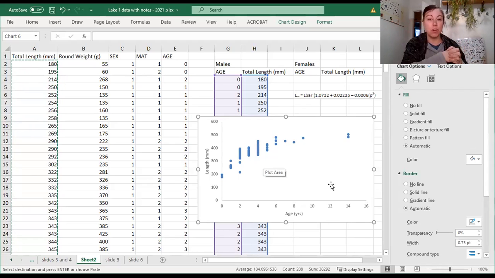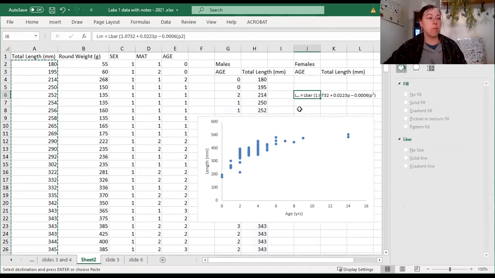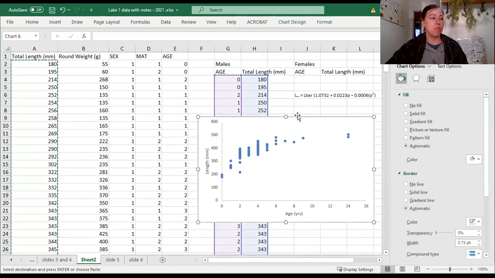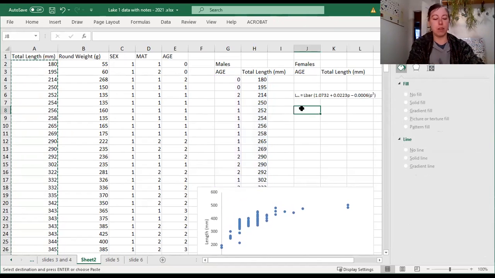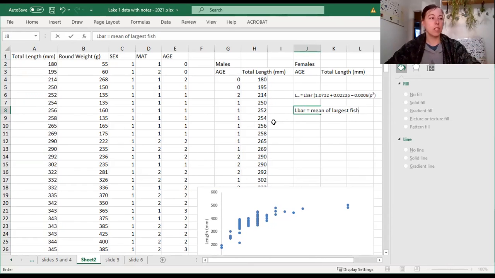So what we want to find out is L infinity, the theoretical max length that these fish are going to get. The formula for L infinity is right here. It's L bar and then the rest of this thing. The things we need to know to find this, I'm going to move this graph out of the way. We need to know what L bar is. L bar is the geometric mean of the five largest fish. So how are we going to do that?